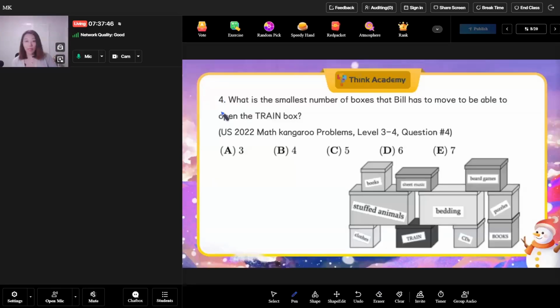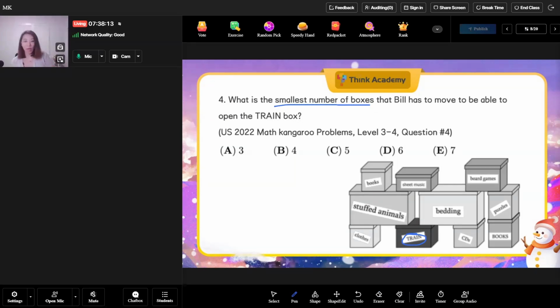Guys, let's take a look at this question. What is the smallest number of boxes that Bill has to move to be able to open the train box? The train box is right here, okay? And there are quite some boxes around and on the train box. So exactly which ones do I need to move? Which one do I need to move first? Which one do I need to move next? How many do I need to move in total? It is a little confusing.